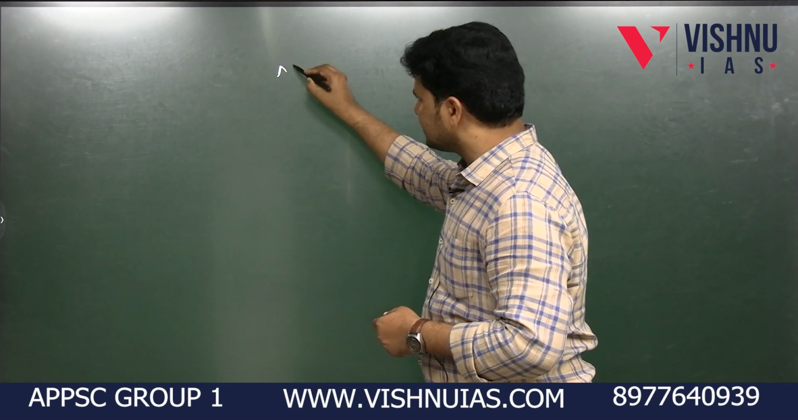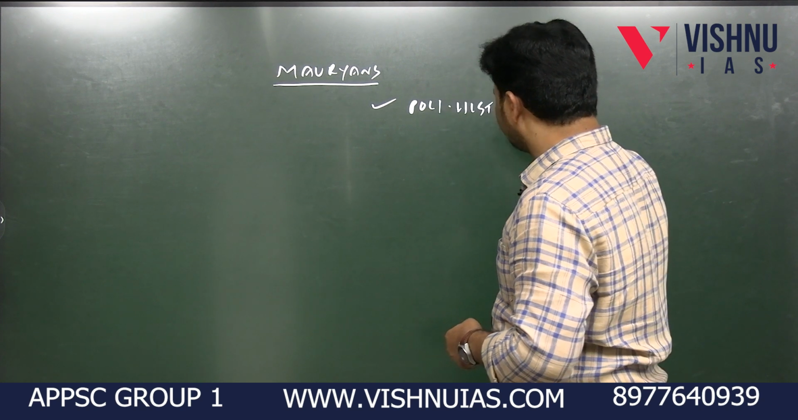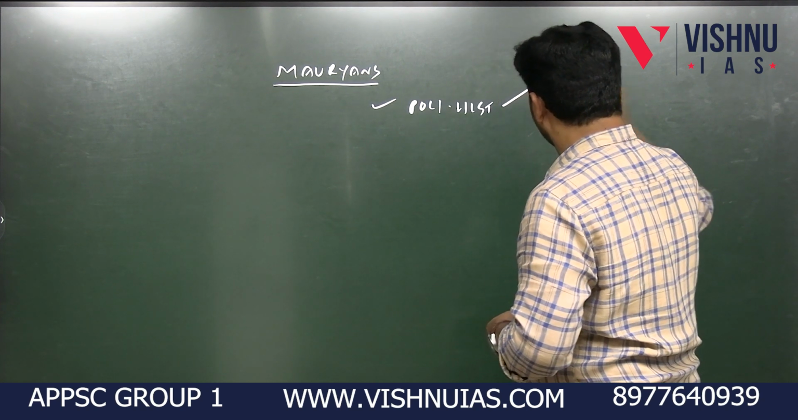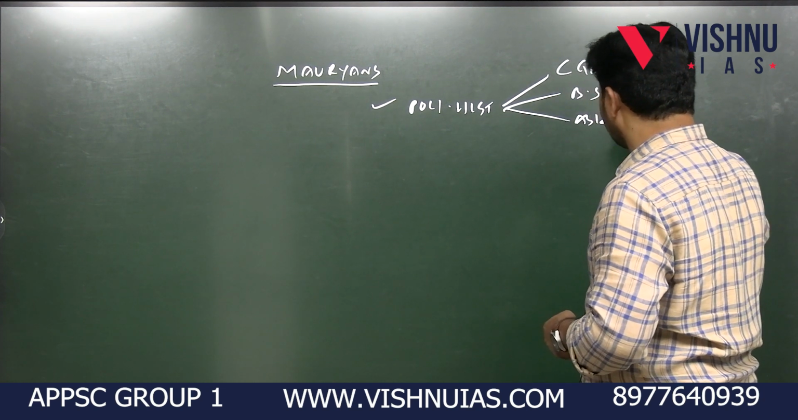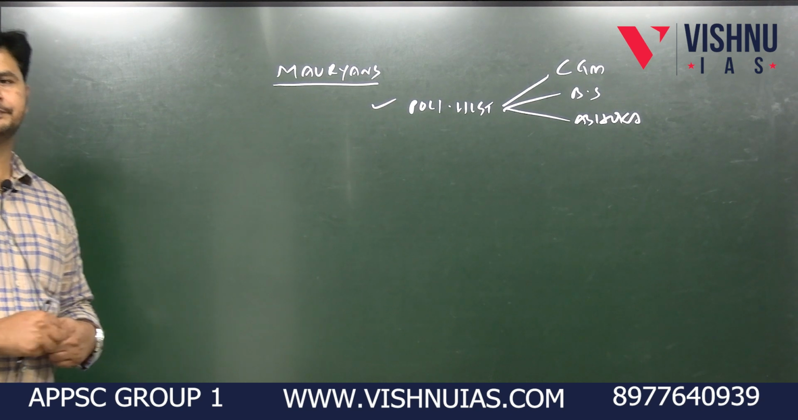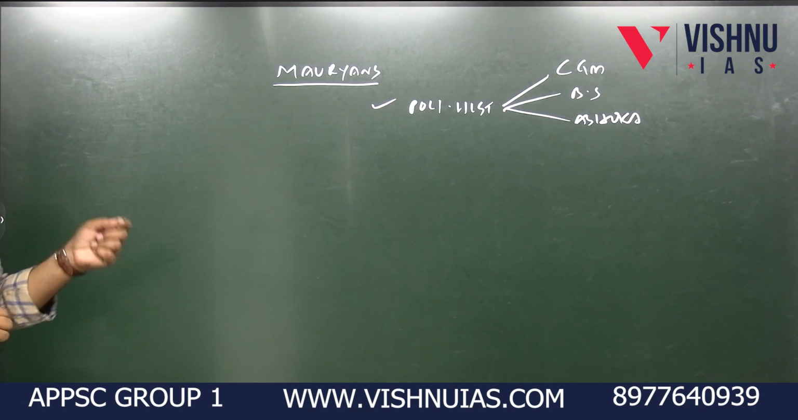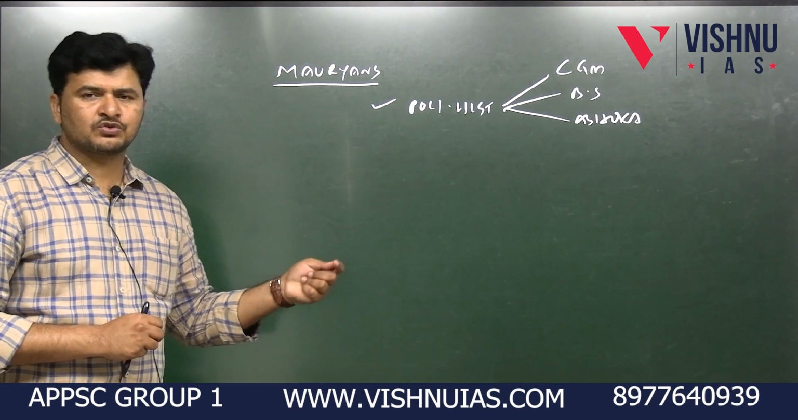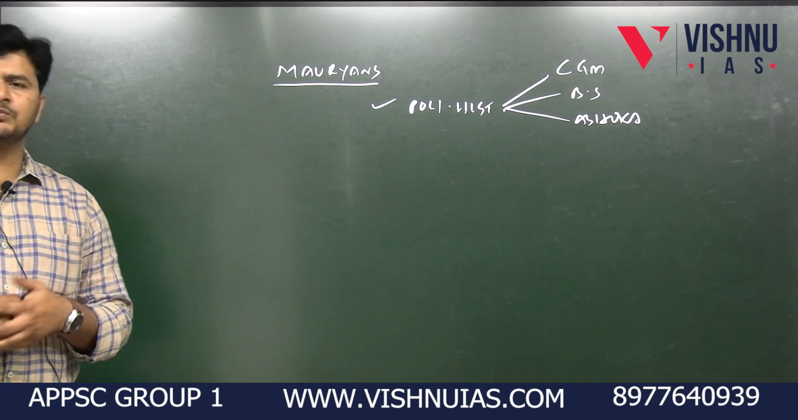Another important topic is the Mauryans. A brief political history: we have Chandragupta Maurya, Bindusara and Mauryan Ashoka. Concentrate on Mauryan Ashoka. It was after the War of Kalinga, which took place in 261 BC, that Mauryan Ashoka got converted to Buddhism.